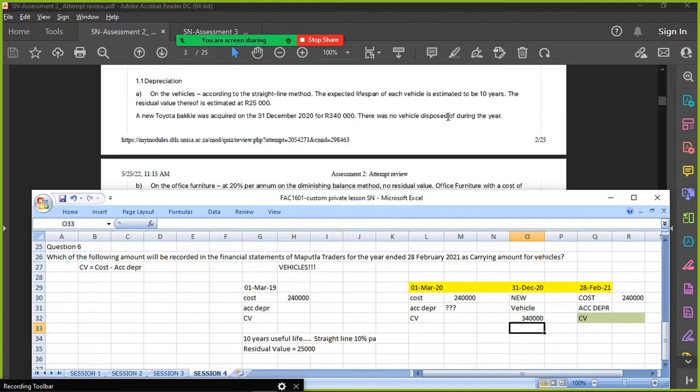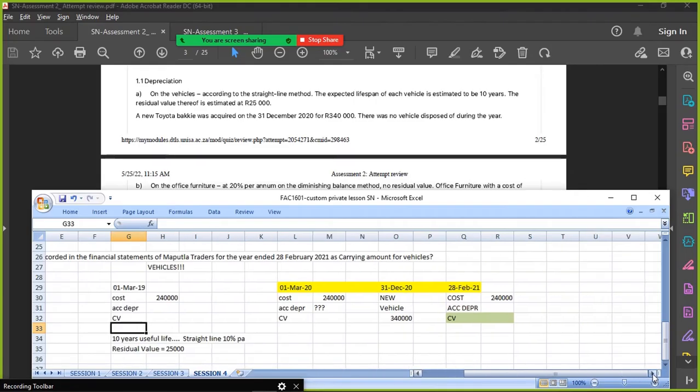Okay, there was no vehicle disposed during the year. Okay, so I actually don't have to worry about this. The cost they gave you was for the old vehicle anyway, so I don't actually have to do question 5. I can focus my attention on question 6, because question 6 is asking you about the carrying amount for vehicles, so both. Actually, you do have to look at both.